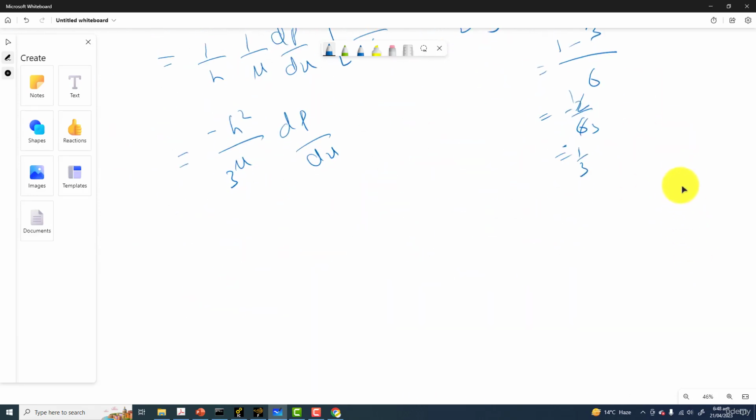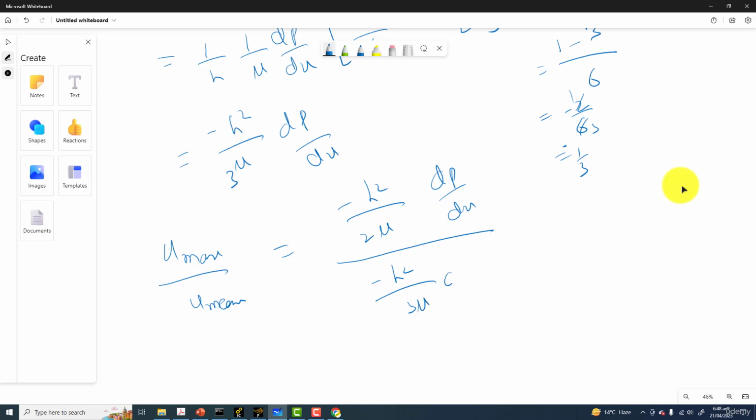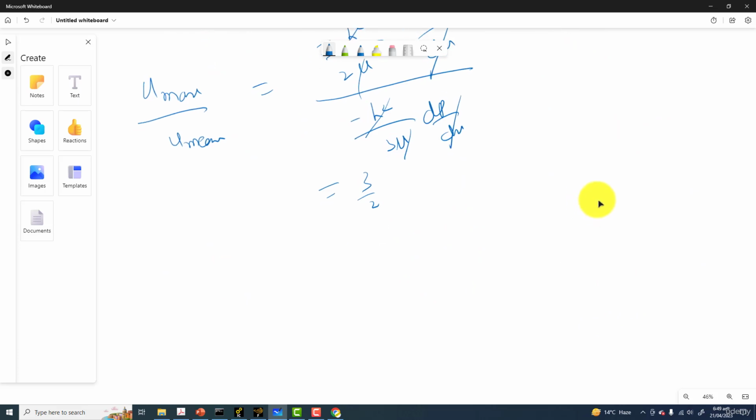Okay, so it means that u max upon u mean is equal to minus h square upon 2 mu dp by dx divided by minus h square upon 3 mu dp by dx. If you cancel out, so we have 3 by 2. So u max is equal to 3 by 2 u mean.